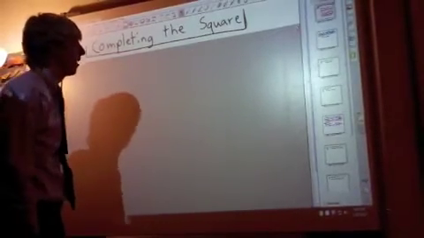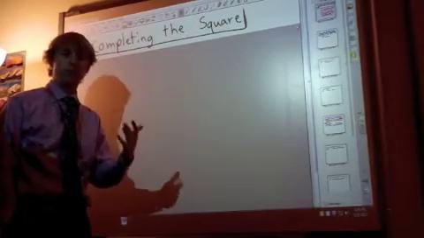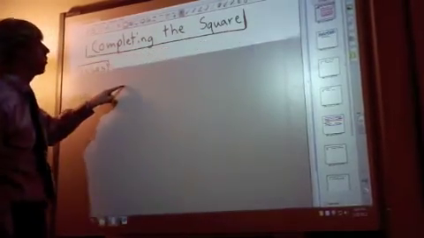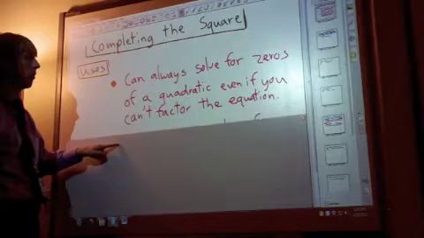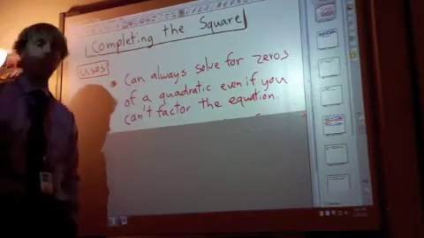Today we're going to be working with how to complete the square, the uses for it, and a simplified method of starting them. So, completing the square, there's a couple major uses for it. First one, you can always solve for zeros of a quadratic even if you can't factor.